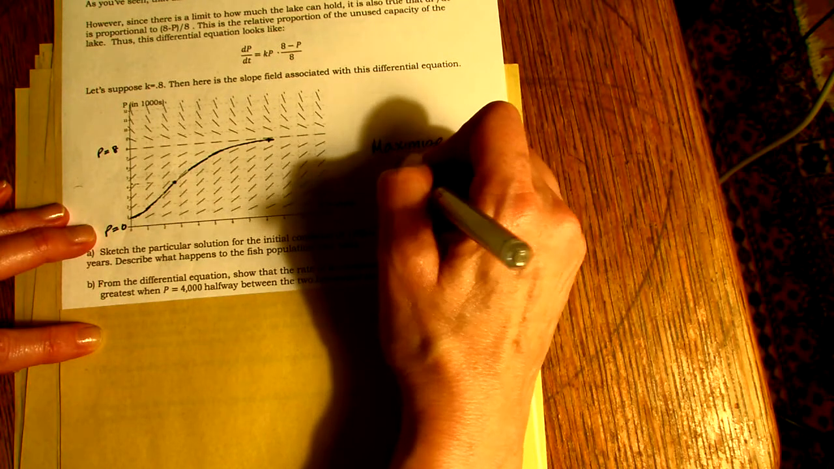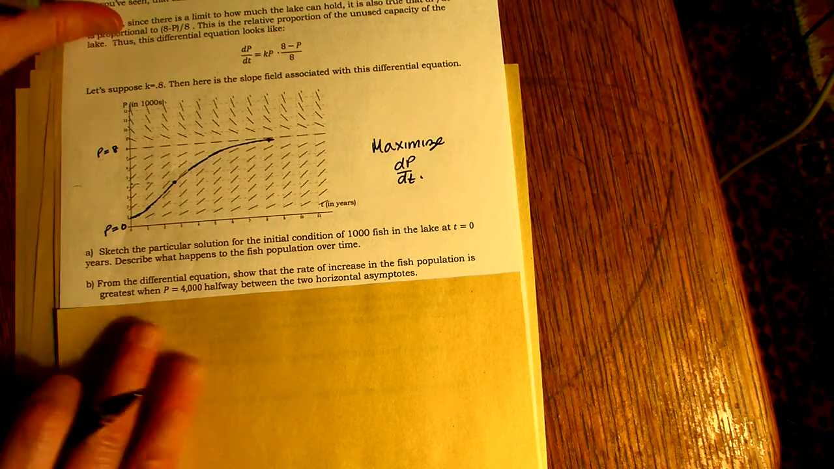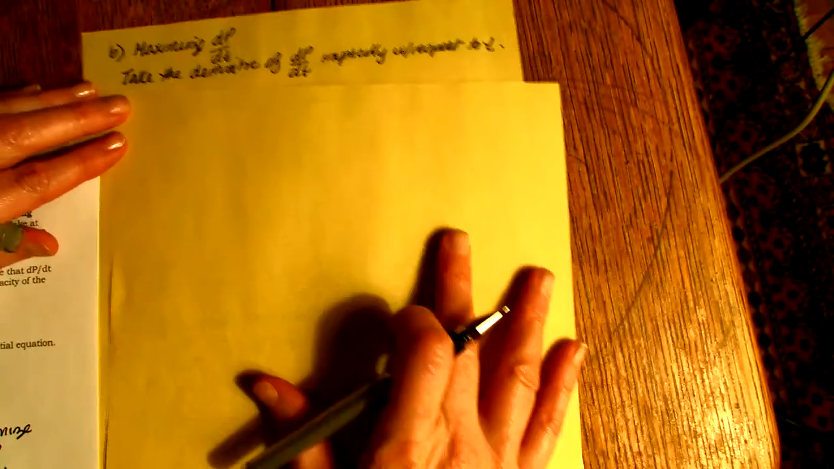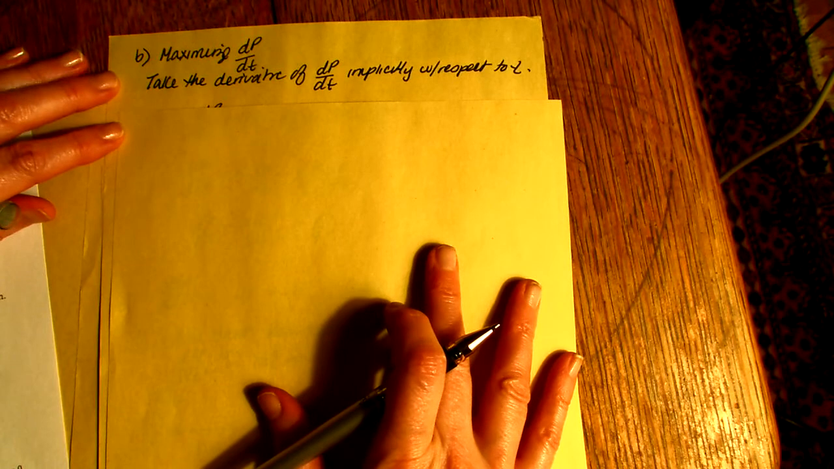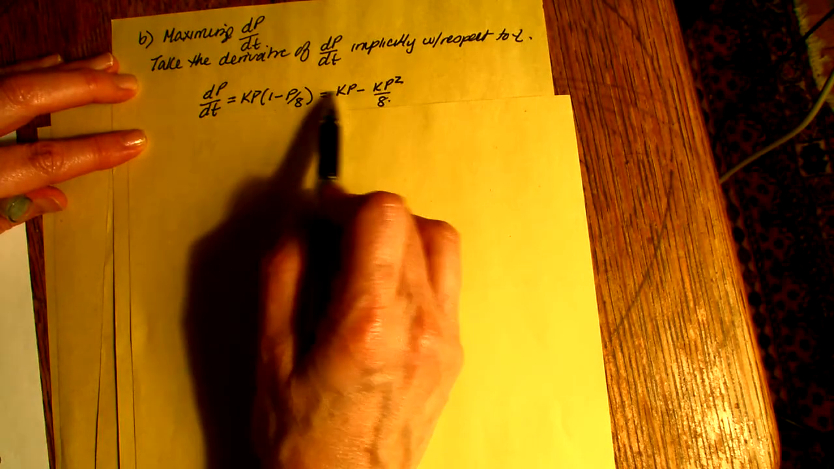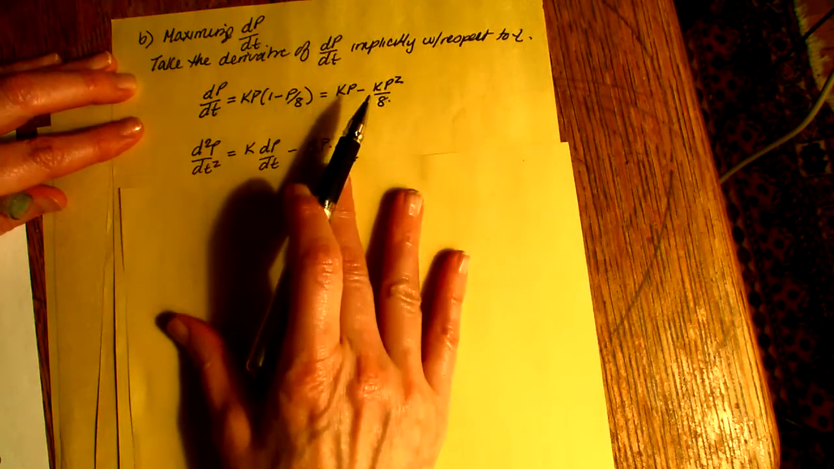dP/dt. Pause the video and think about how you're going to do that. Okay. So you're maximizing dP/dt, which means you're going to take the derivative of dP/dt, set it equal to 0, and show that you've achieved a relative maximum. So when you take the derivative of this, probably easiest when you multiply it out, you have to realize that P is dependent on T, so you have to take the derivative of this implicitly with respect to T. So you're looking at the second derivative.